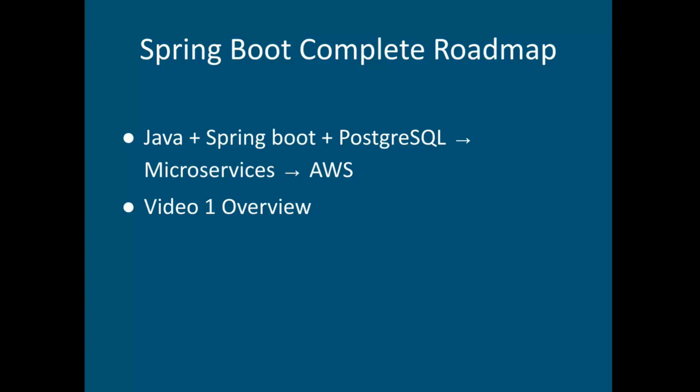So in this course, we are going to build a real world backend system step by step using Java, Spring Boot and PostgreSQL. Starting from the basics, gradually we will move towards microservices and AWS. And this is not a theoretical course. Everything you will learn here will be applied to a production style backend project. By the end of this series you will clearly understand how real backend systems are designed, how microservices actually work in production, and how applications are deployed and scaled on AWS.